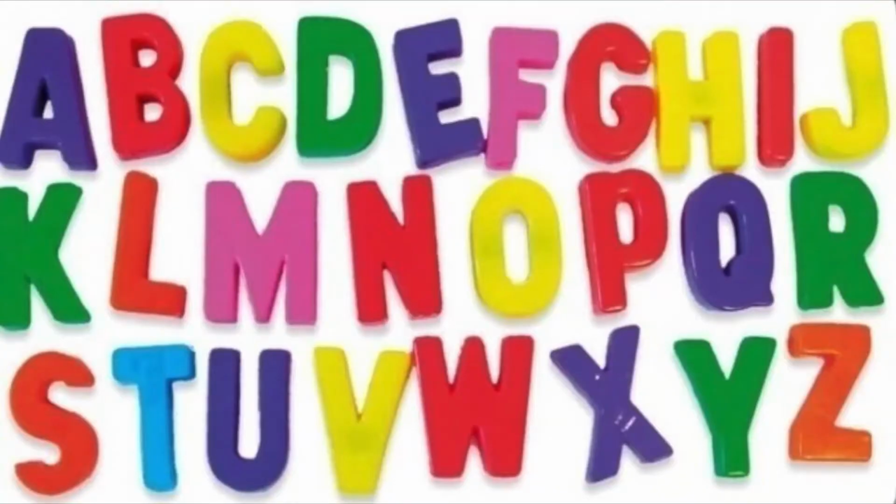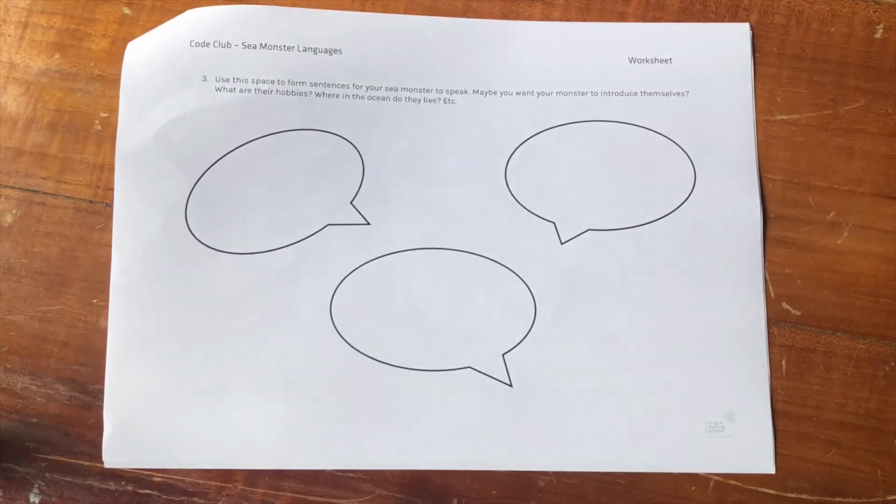You might have learned about the alphabet at an early age, but the alphabet is just a building block to communicating. We use that alphabet to start forming words. So, on your worksheet, on question 3, we have some speech bubbles. And what you're going to start doing is using your symbols. We're going to start making words and then sentences for your sea monster to start introducing themselves.